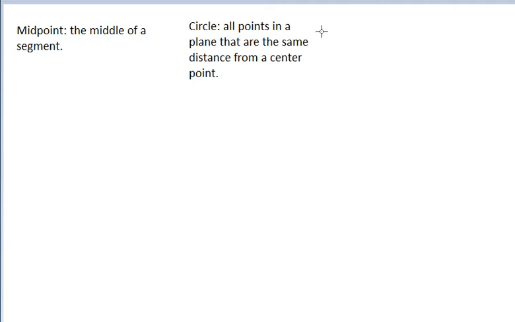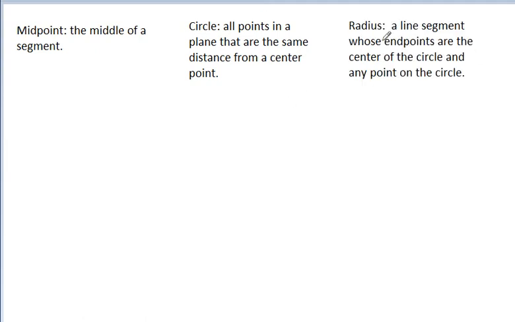So the first thing I'm going to do is give you a definition for those terms. Midpoint is the middle of a segment, and that's going to be pretty easy to figure out. The next one is a circle. A circle is where all the points in a plane are the same distance from a center point. We're going to be looking at that some more, and I'll describe that definition a little bit more in a moment. And then the radius is a line segment whose endpoints are the center of the circle. That's going to be one of the endpoints, and the other endpoint is going to be anywhere on the circle.